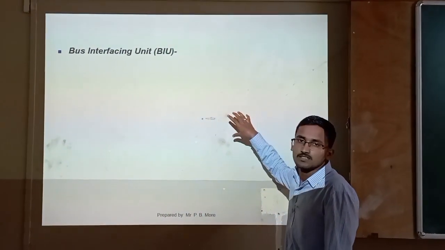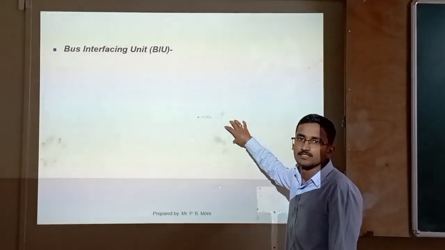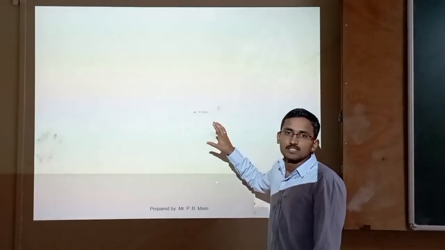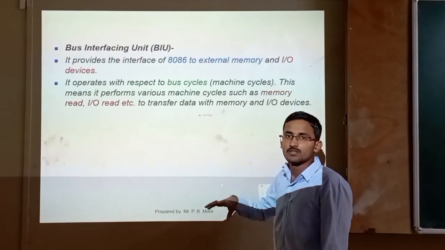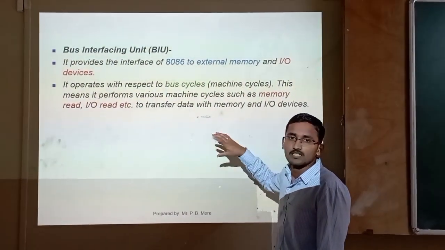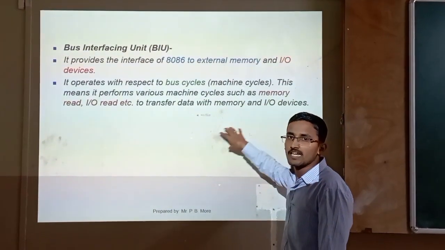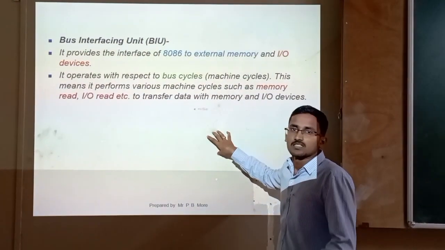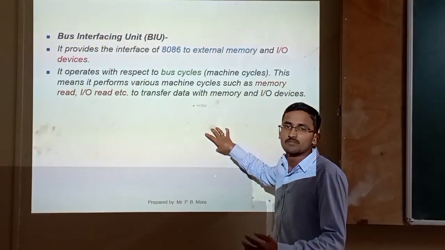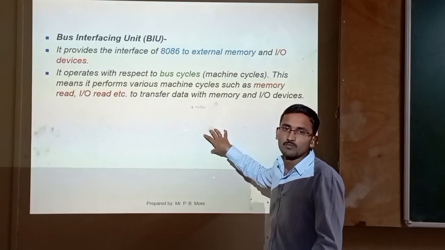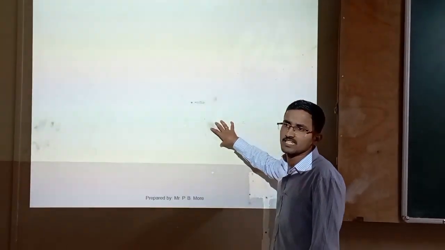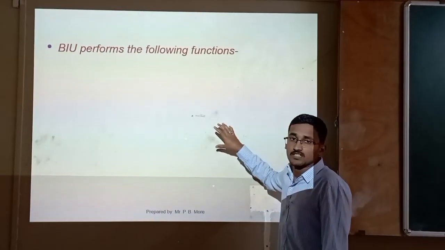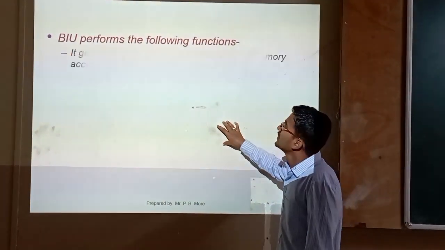Now let's see the first part of the architecture of 8086, which is the bus interfacing unit. As we know, the bus interfacing unit provides the 8086 memory interface to the external memory and input-output devices. It operates with the bus cycles, so it provides the machine cycles for the memory read and input-output read to transfer the data with external memory and input-output devices.